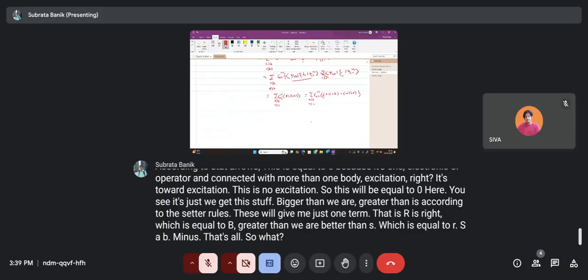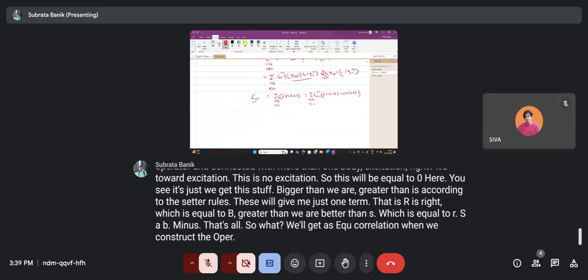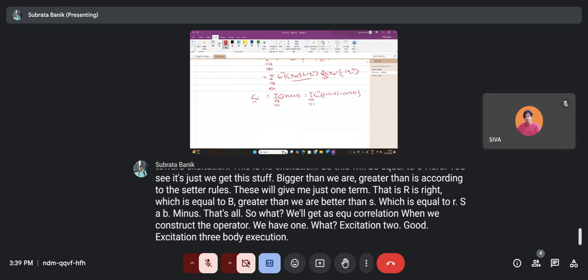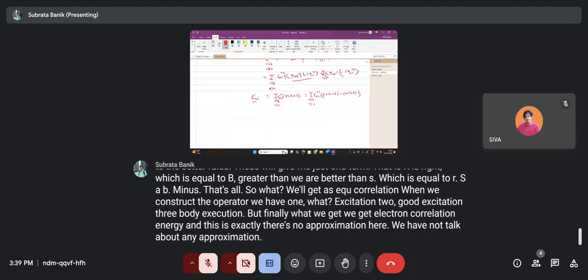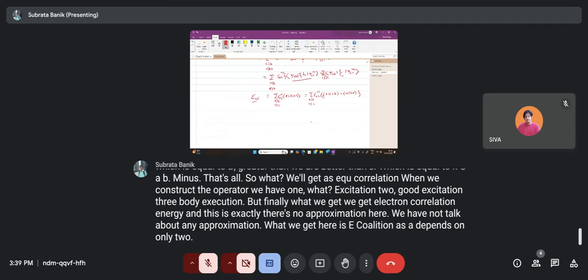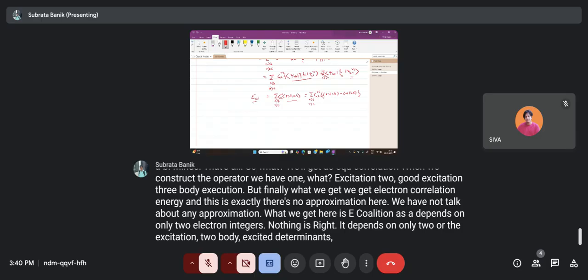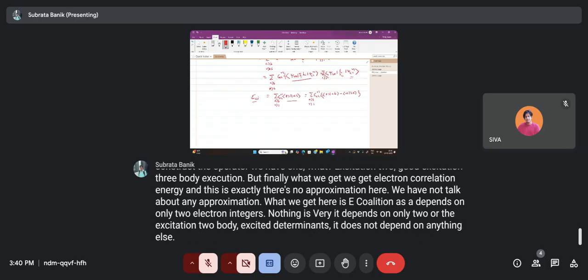That's all. So what we get as E correlation, when we construct the operator, we have one body excitation, two body excitation, three body excitation. But finally, what we get? We get electron correlation energy, and this is exact. There is no approximation here. We have not talked about any approximation. What we get here is that the correlation energy depends on only two electron integrals, nothing else. Right? It depends on only two body excited determinants. It does not depend on anything else.